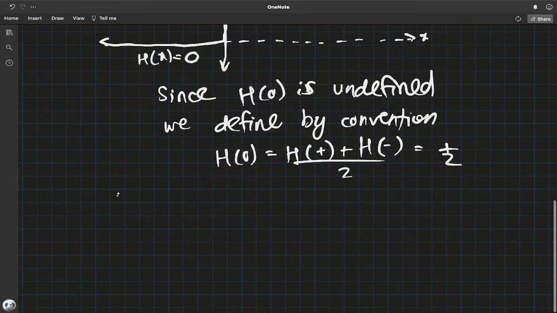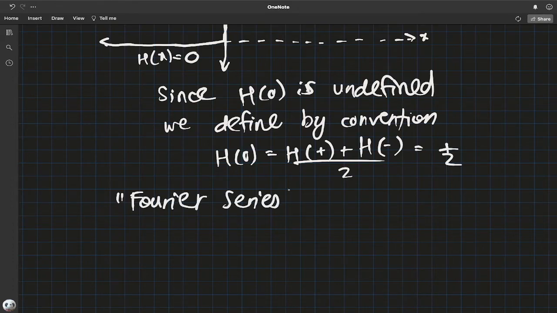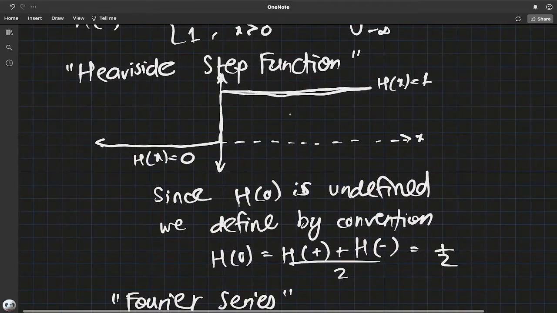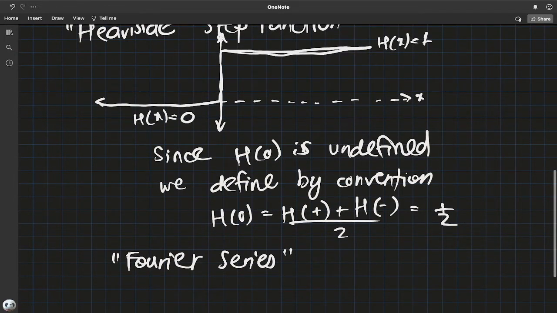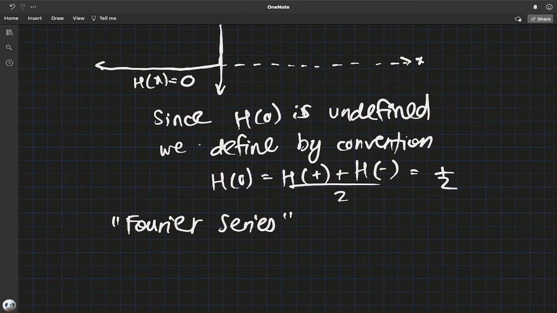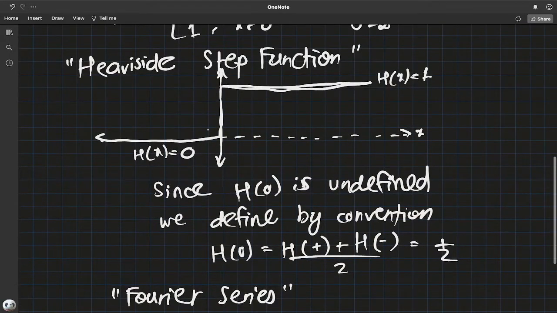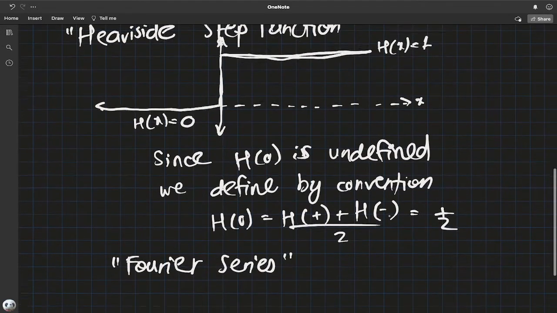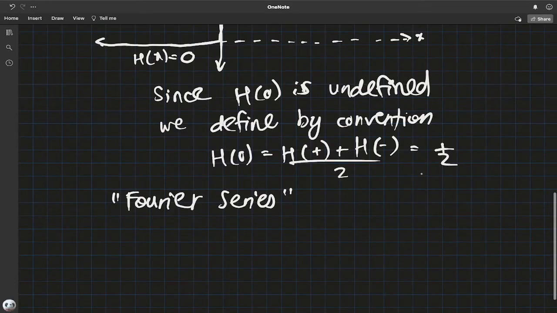The reason for doing this is that when we get to Fourier series and start describing square waves such as this, of which the Heaviside step function is just one unrepeated element, you construct it using a series of sines and cosines, and it is actually the average of the positive and the negative branch. So that's the reason for doing it.